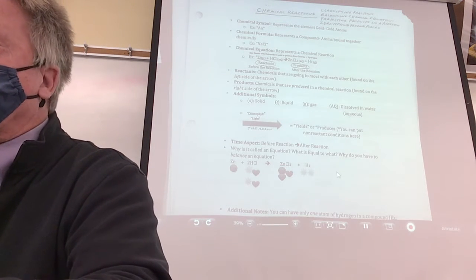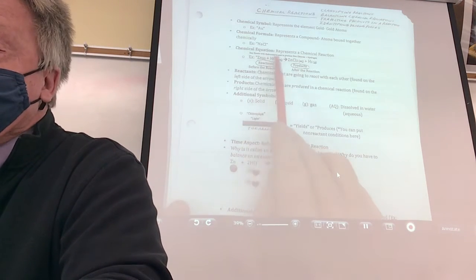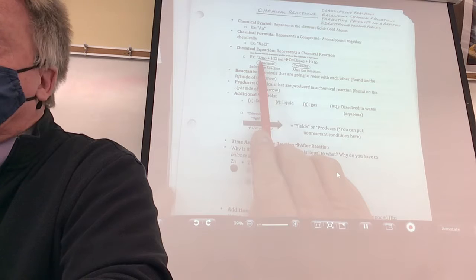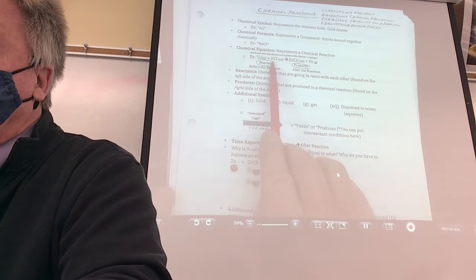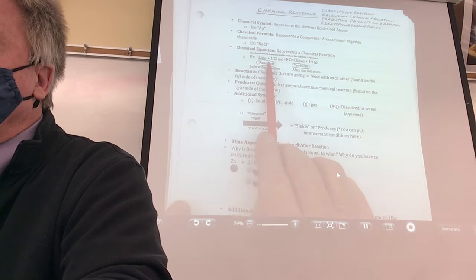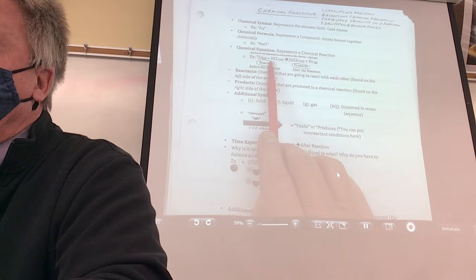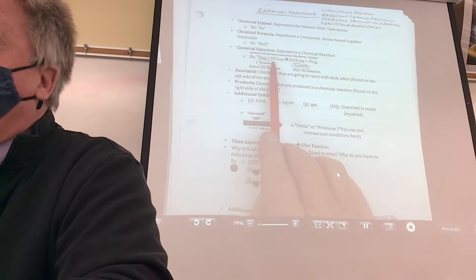But we still have to get to that point where we can understand what these are right here. So you actually will be taking some zinc, and what is this right here? So we're going to read this in English. Zinc reacts with hydrogen chloride.